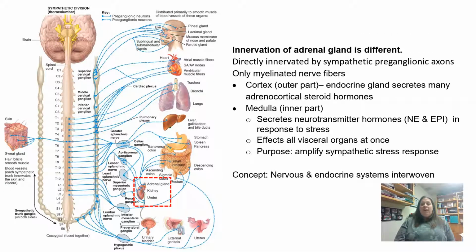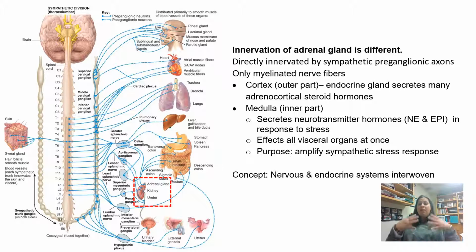Innervation of the adrenal gland, though, is different here. There is a direct innervation of the sympathetic preganglionic axons. Only myelinated nerve fibers are coming in here. So the cortex, or the outer part of the adrenal gland, is an endocrine gland that secretes many of what we call adrenocortical hormones. The medulla is the inner part, and it's going to secrete neurotransmitter hormones like epinephrine and norepinephrine in response to stress.